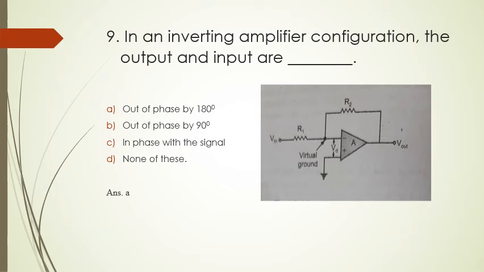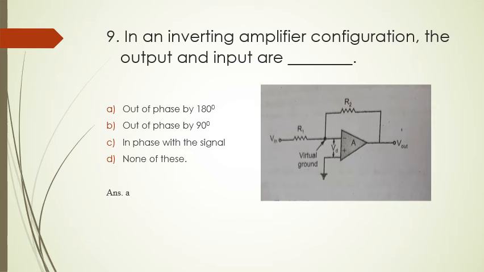Then, in an inverting amplifier configuration, the output and input are. Now here options are given and the answer is also written. You just have to note that an op amp has two input terminals. The first one is the inverting input terminal, which is shown by the minus sign, and the other is the non-inverting input terminal, shown by the plus sign. The minus sign itself indicates that there is a phase reversal between the input and output.